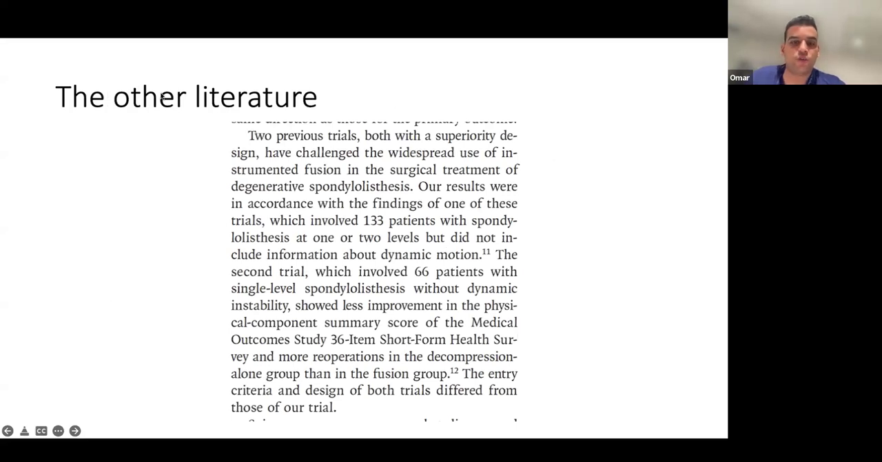Now, I want you all to read this. Sorry. So my question to you is, what is the difference between a superiority trial and a non-inferiority trial?